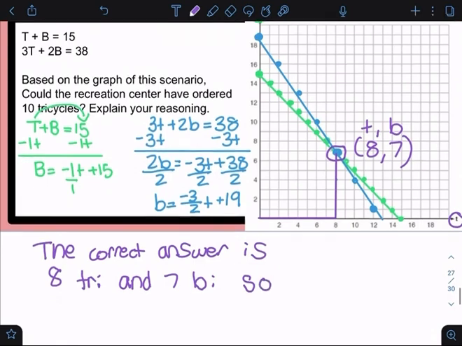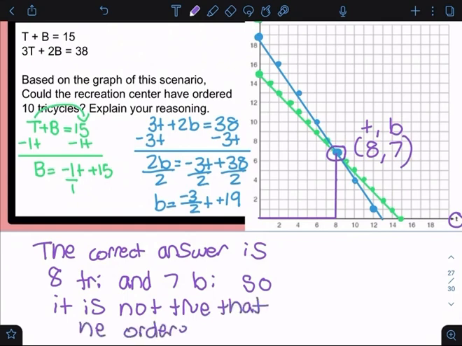So it is not true that he ordered 10 tricycles. And why is that? If we look at 10 tricycles, the equations don't cross at 10 tricycles, so that would not be our answer.